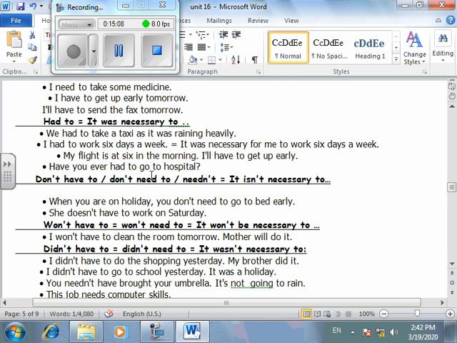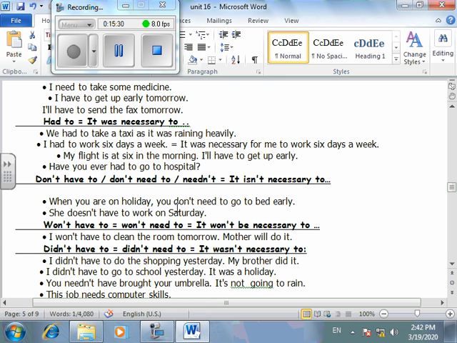Have you ever had to go to hospitals? Was it necessary for you to go to hospitals? What about don't have to, don't need to, and needn't? This is the negative way of saying must not. We don't use mustn't here. We use don't have to, don't need to, and needn't in the present. Equals, it isn't necessary when you have other option.